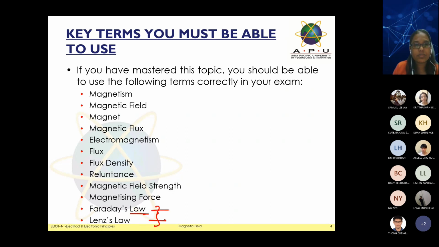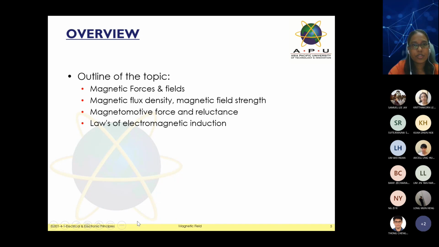The last two here are Faraday's and Lenz's law. This is where we have an equation that we need to understand, or the concept of how it works. Maybe some of you still remember the right-hand grip rule. It is based on the law. So this is the outline for the topic. We have four parts here, based on the magnetic field: one is magnetic force, one is magnetic flux density, one is magnetic force and field, and the last one is the law part.